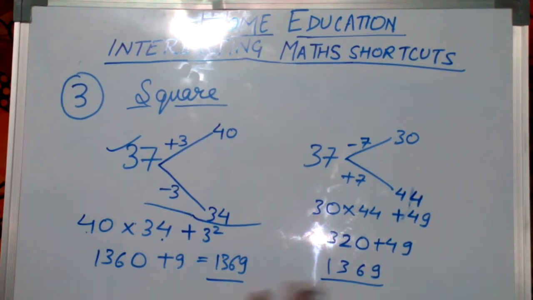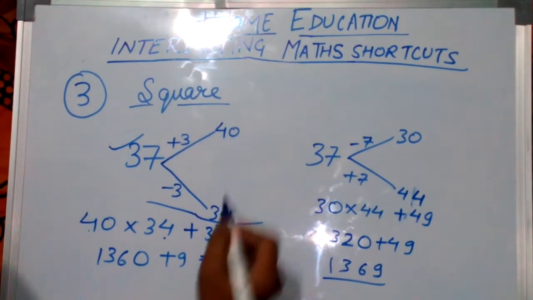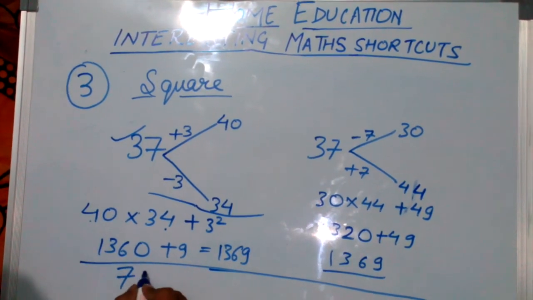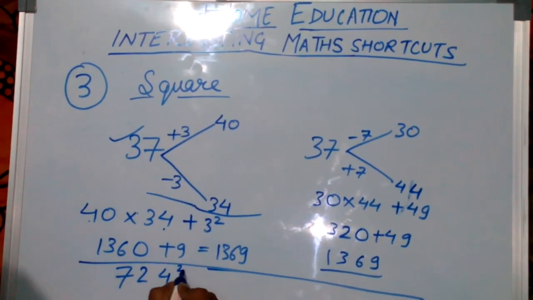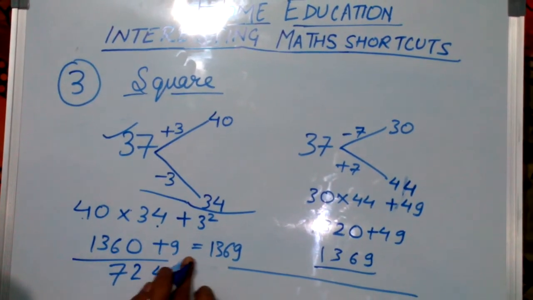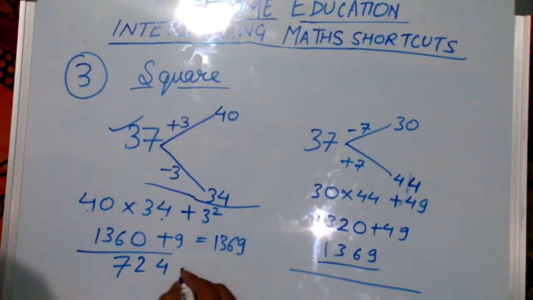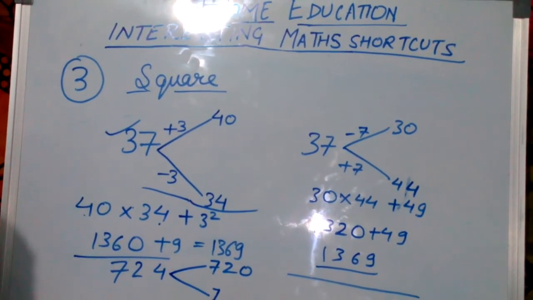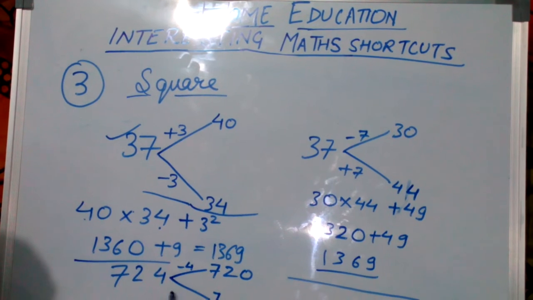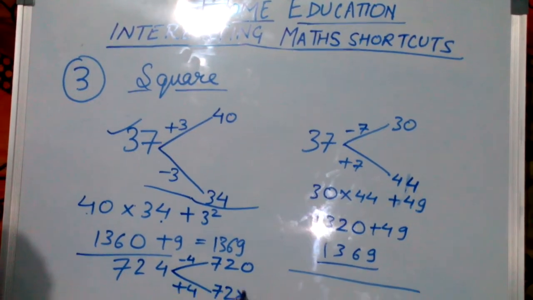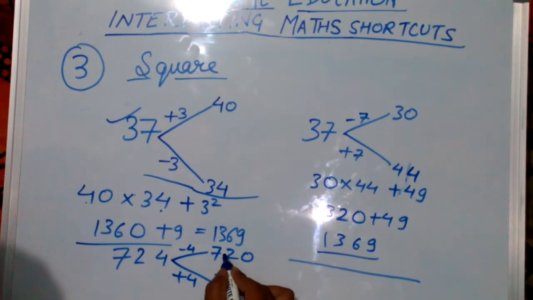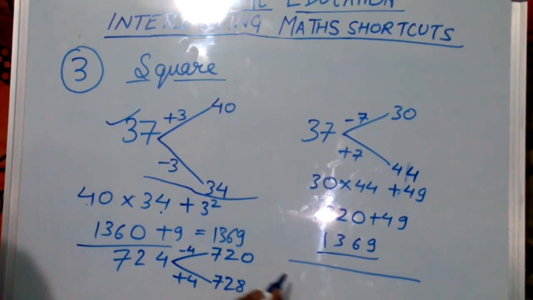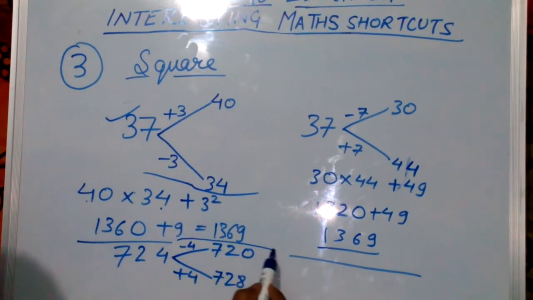You can apply this shortcut for 3-digit numbers also, like 724 square, but this type of question is not generally asked for 3-digit numbers. Let's say 724, we can do 720. You subtract 4, so you have to add 4, 728. Now 72 into 728 plus 16, so by this we will get the square of any number.